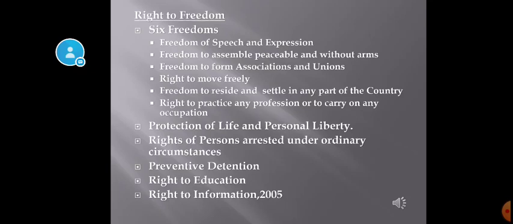So these 6 freedoms come under the category of right to freedom. Now, there are a few other subcategories which come under the right to freedom. That is the protection of life and personal liberty. It is described in Article 21 that no person shall be deprived of his life or personal liberty except according to the procedure established by the law.